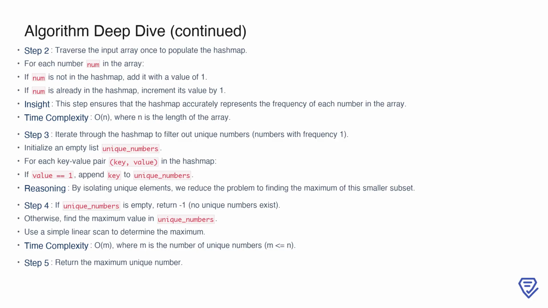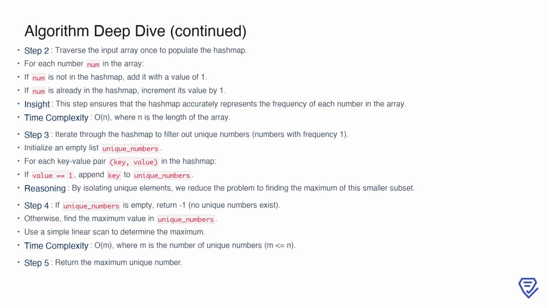Next, we populate the hash map by traversing the input array. For each number in the array, we check if it's already present in the hash map. If it isn't, we add it with an initial count of 1. If it is, we simply increment the count associated with that number. This ensures that by the end of the traversal, the hash map accurately reflects the frequency of each number. This step is efficient, with a time complexity of n, where n is the length of the array.